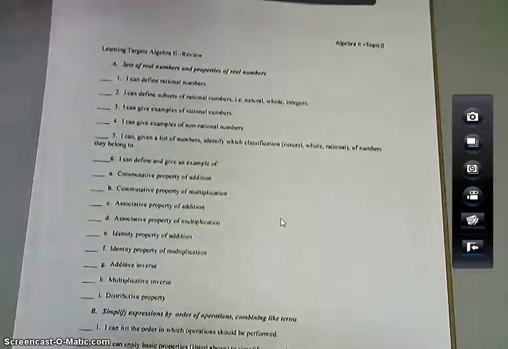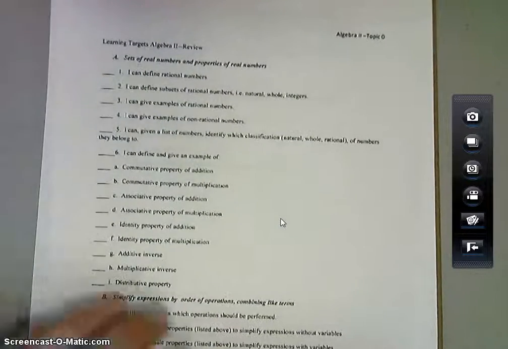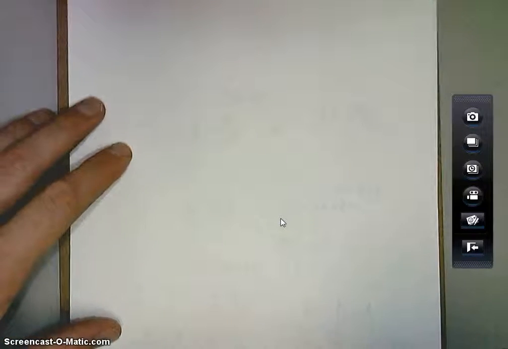Define rational numbers, and basically all the number sets. That would be the picture that I drew with all the boxes, and we talked about it looking like Russian dolls with the rational numbers, irrational numbers, integers, whole numbers, and natural numbers.